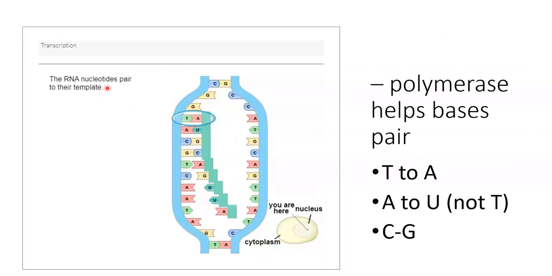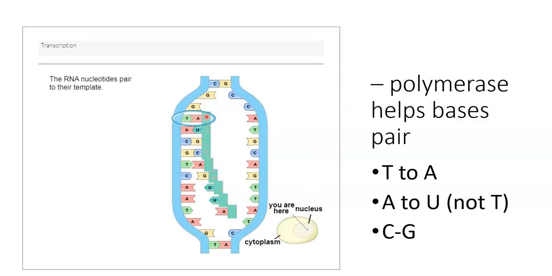Then, right, the RNA nucleotides pair to their template. So this RNA polymerase, the enzyme, helps the base pairs pair up. So you have your original DNA molecule here on the left, also on the right, and then the RNA starts to get made. Okay, so this enzyme is like, ooh, this T needs an A, and this C here needs a G, and this G needs a C, and this T needs an A, and this C needs a G. So the enzyme, the RNA polymerase, brings in all the little bases and pairs them up.